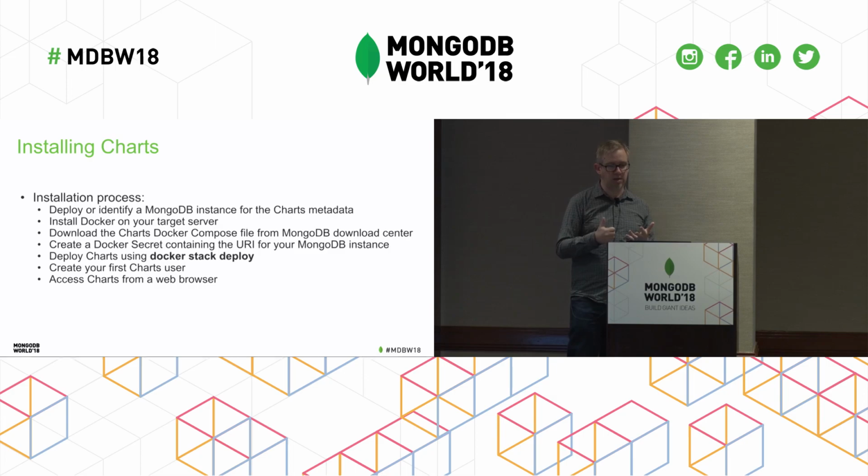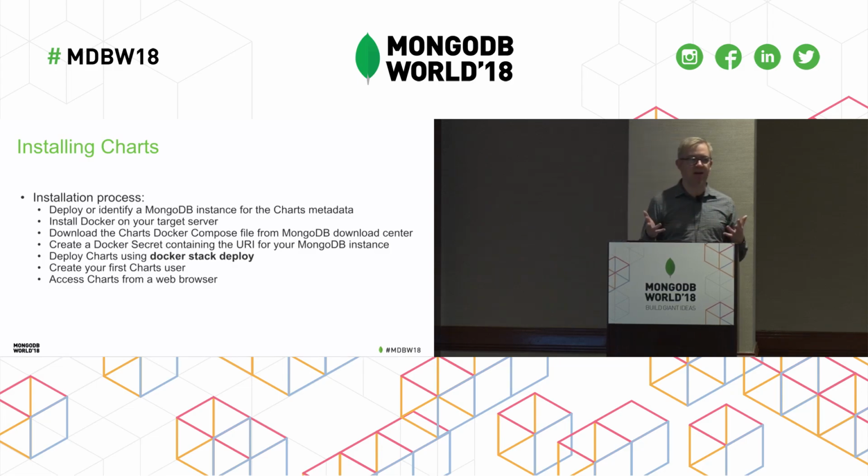So this is how you install it. You go and deploy or identify your MongoDB database for your metadata. Install Docker. The free community edition is all you need, or you can get the enterprise one if you want. Go to the MongoDB download center and say download Charts, and you get like this 1K YAML file that might not feel very impressive, but that basically just tells Docker how to do everything else. So you download that to your server. Create a Docker secret, just one line of command line. That's got the URI of your metadata database. Then run a command called docker stack deploy, which loads up the stack.